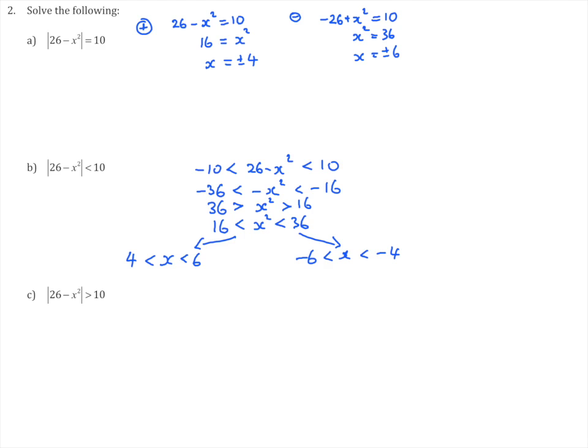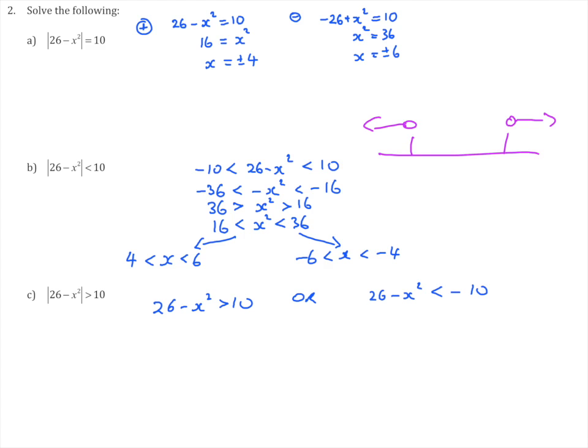So we say 26 take x squared. We're going to say 26 take x squared is greater than 10, or 26 take x squared is to the left of -10. I've got to do it as two separate questions because when you actually think about it, they don't come in contact with each other, so they're two separate questions.